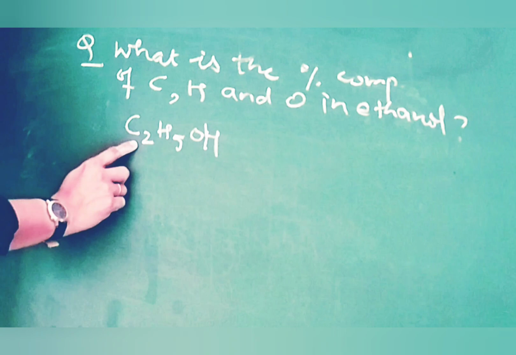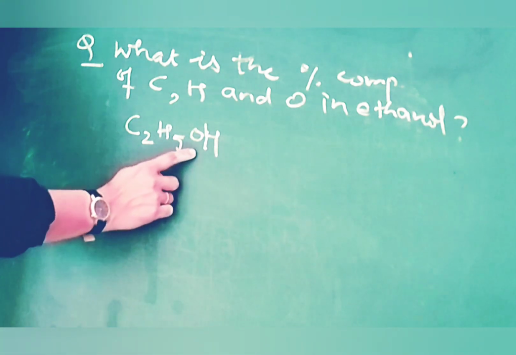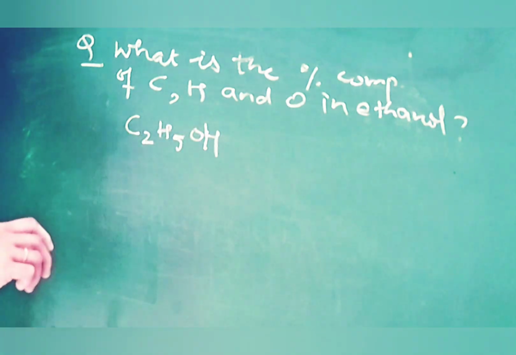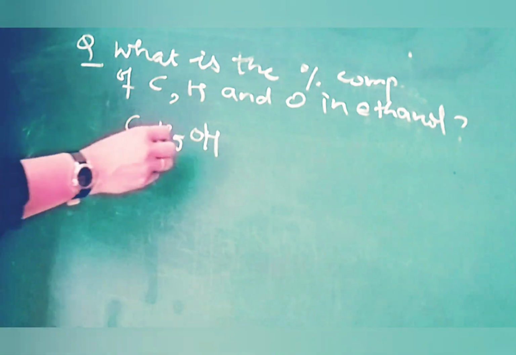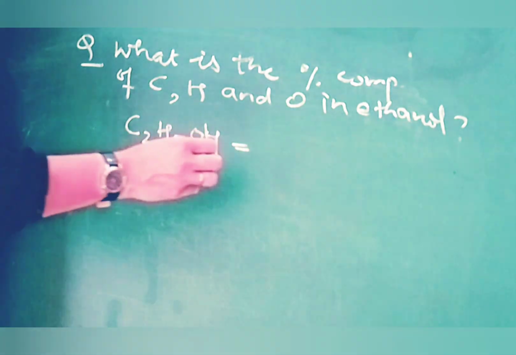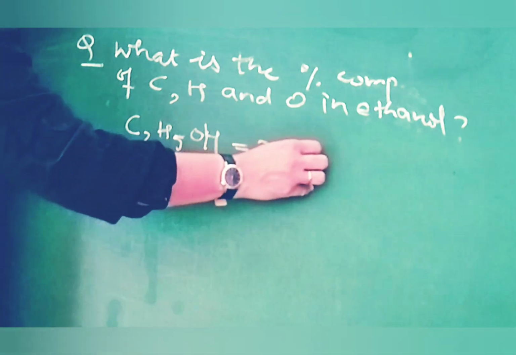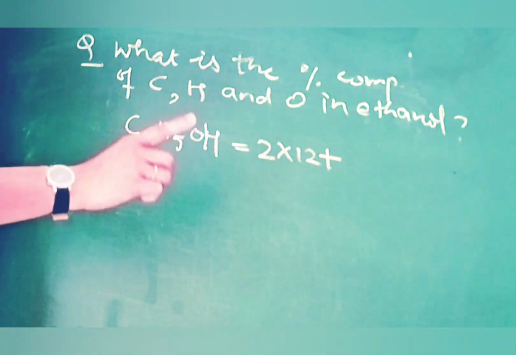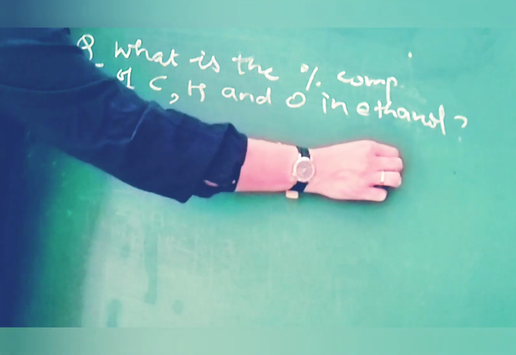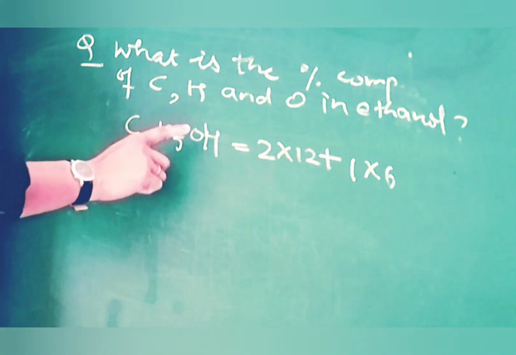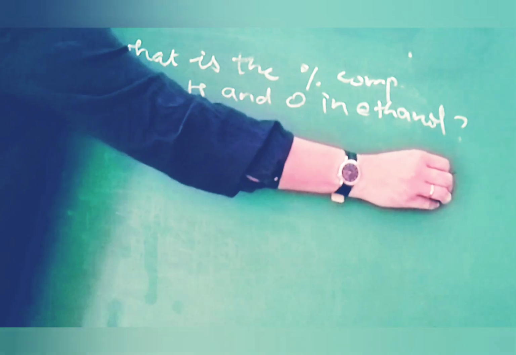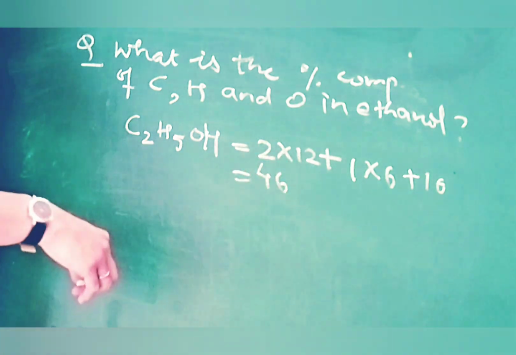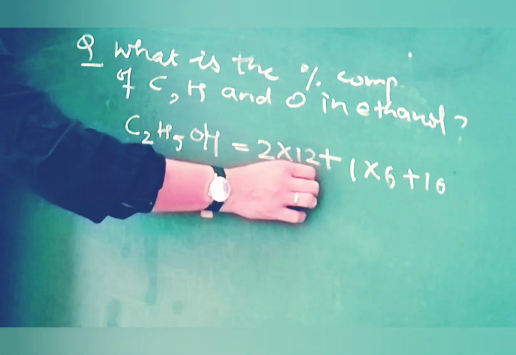Here we have number of carbon 2, number of hydrogen 6 and number of oxygen 1. Hydrogen 6, remember this. Okay, first we have to calculate the molecular mass. So what will be the molecular mass? 2 into 12 for carbon, plus 6 hydrogen, 1 into 6, plus 1 oxygen, plus 16. So what will be the number here? 46.0. We can say 46 gram.